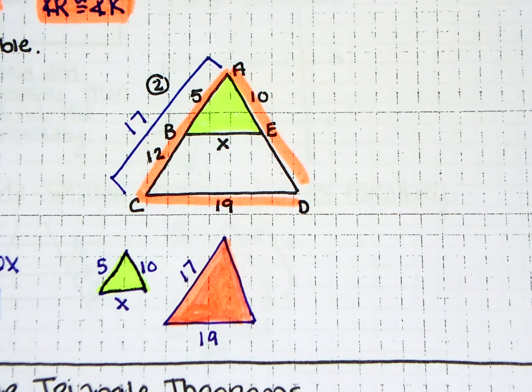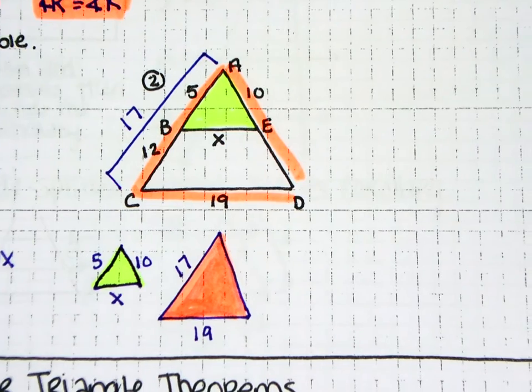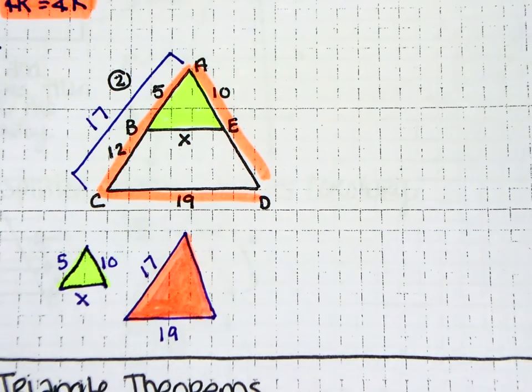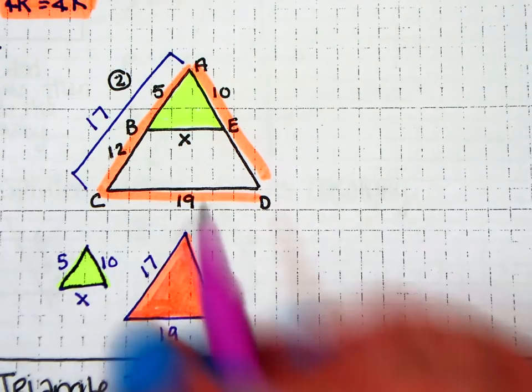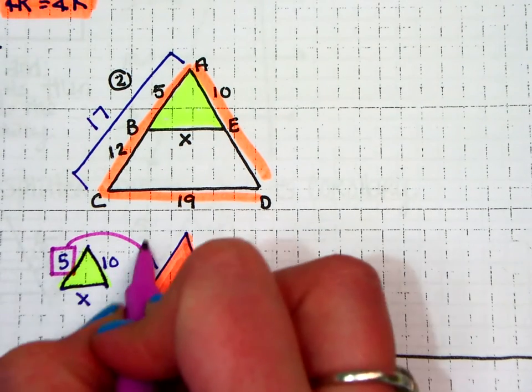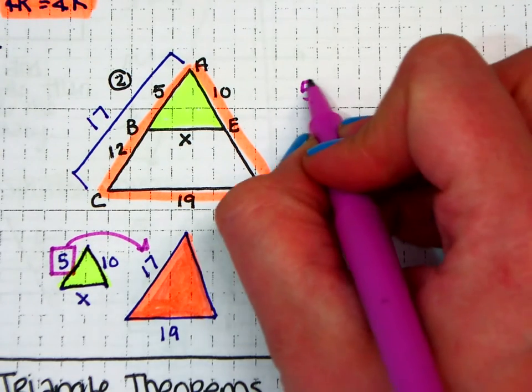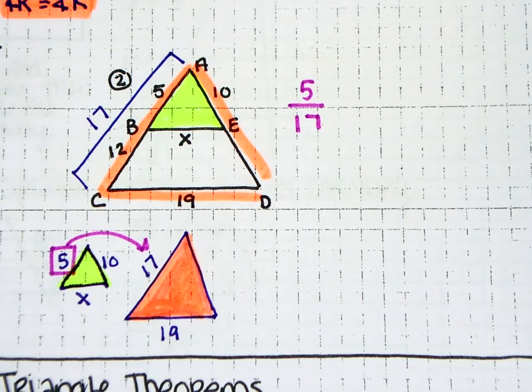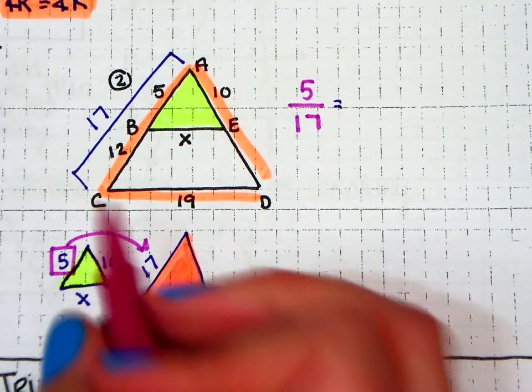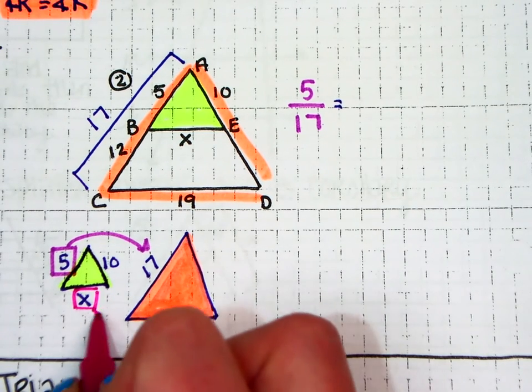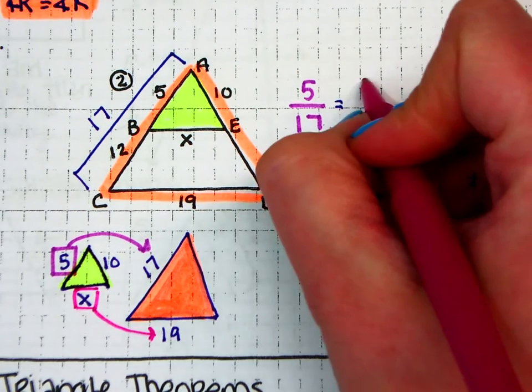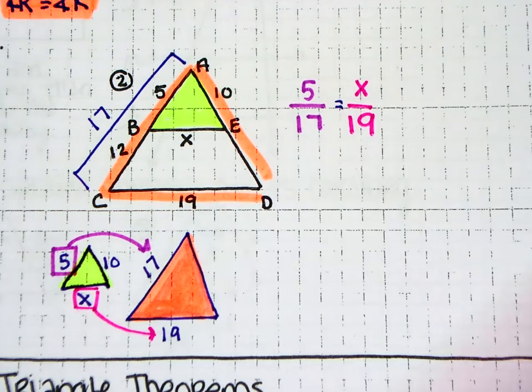So now we're going to set up our proportion. These are drawn the same direction, so we don't need to worry about angle matching too much. So we know that 5 is going to correspond to 17. So this becomes 5 over 17. And then to draw the rest of our proportion, we have to go in the same direction as we did. So I'm going to go back to my first triangle. The side x corresponds to 19. So this becomes x over 19.